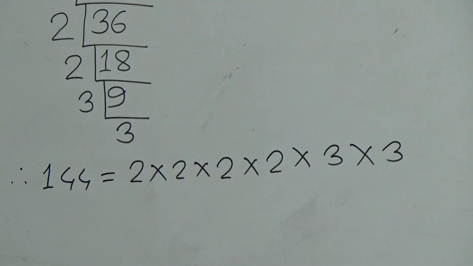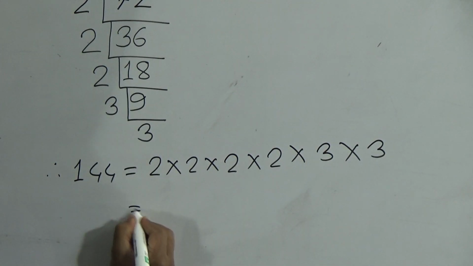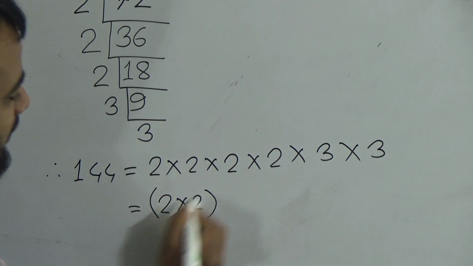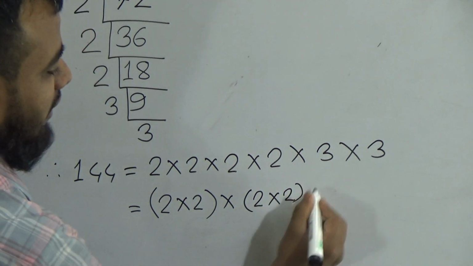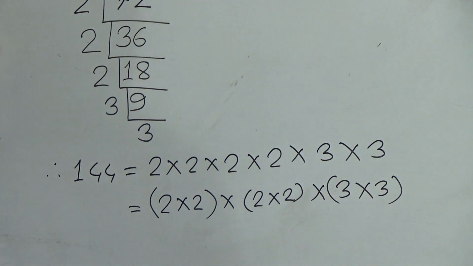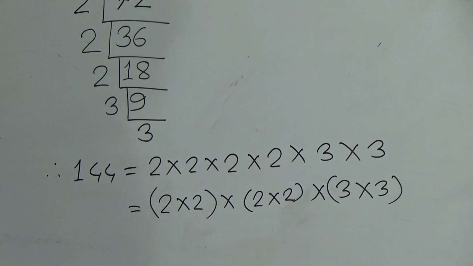Then we will make pairs of the prime numbers. Now these two 2's will make a pair. Again these two 2's will make another pair. After that these two 3's will make a pair. Now we will take only one prime number from each pair to make the square root number of 144.